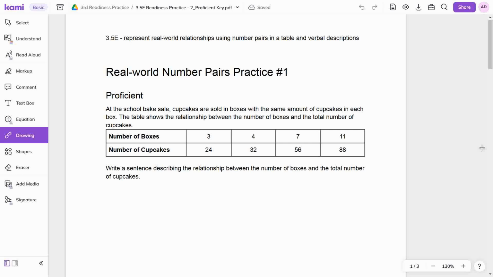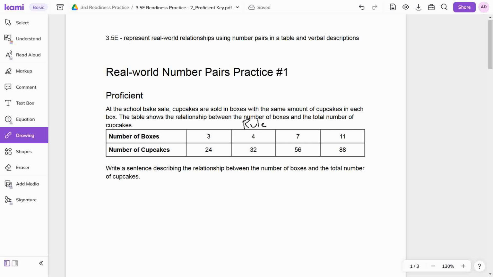So our first problem here, we have a bake sale. We have a table here showing us cupcakes and how many boxes we have and how many cupcakes we have in each box. So we need to write a sentence describing the relationship between the number of boxes and the total number of cupcakes. Well, first, let's figure out if we can find the rule.